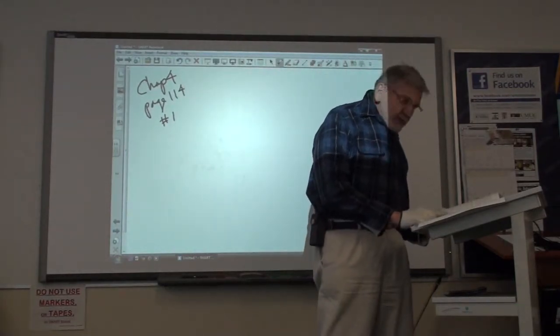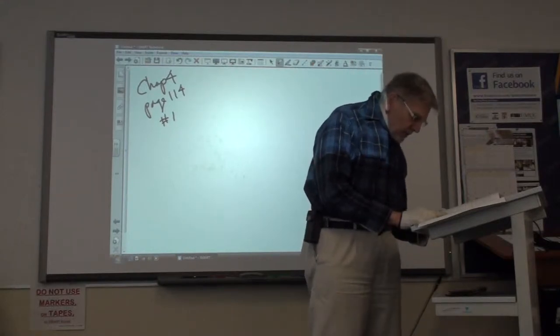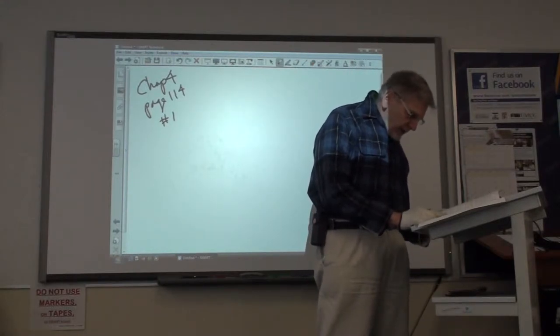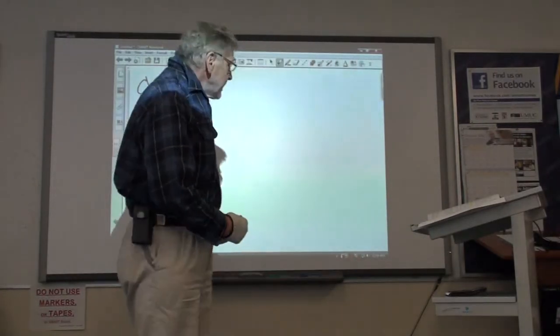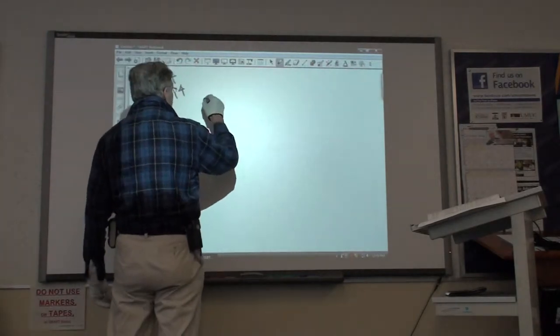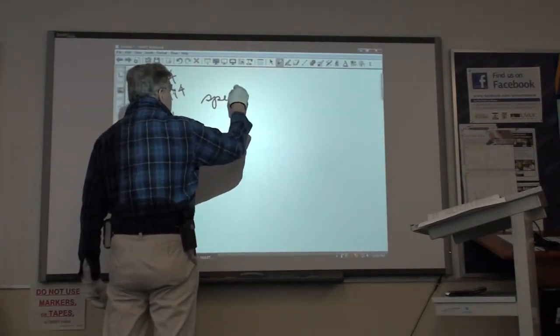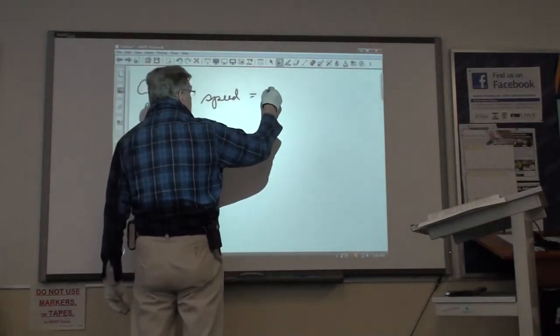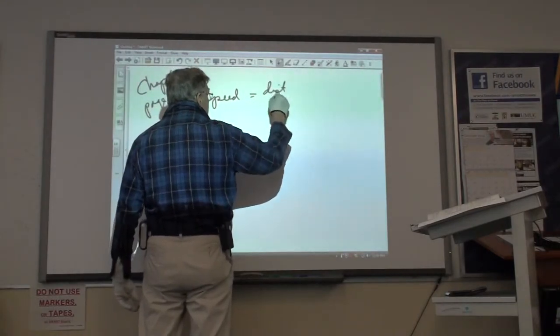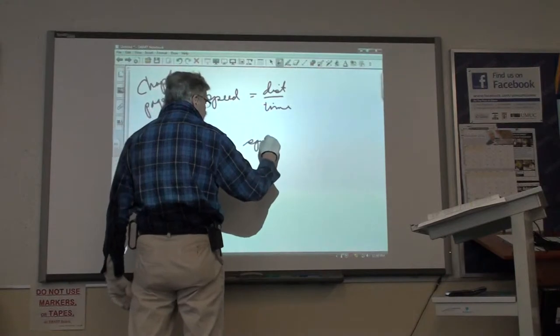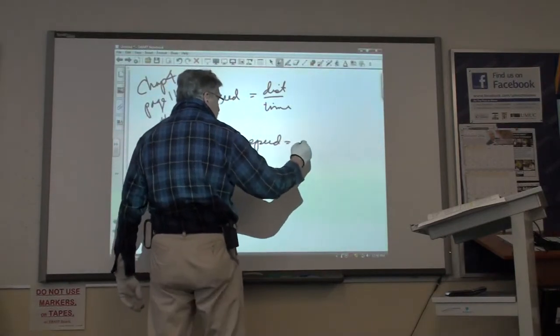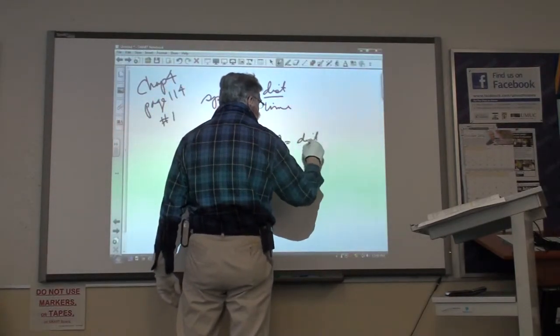Use the sun's distance of 106 million kilometers to calculate how long light takes to travel from the sun to the earth. Any traveling object has a relation that the speed is equal to the distance divided by the time. So I'll put it down here so I have room to work. Speed equals distance divided by time.